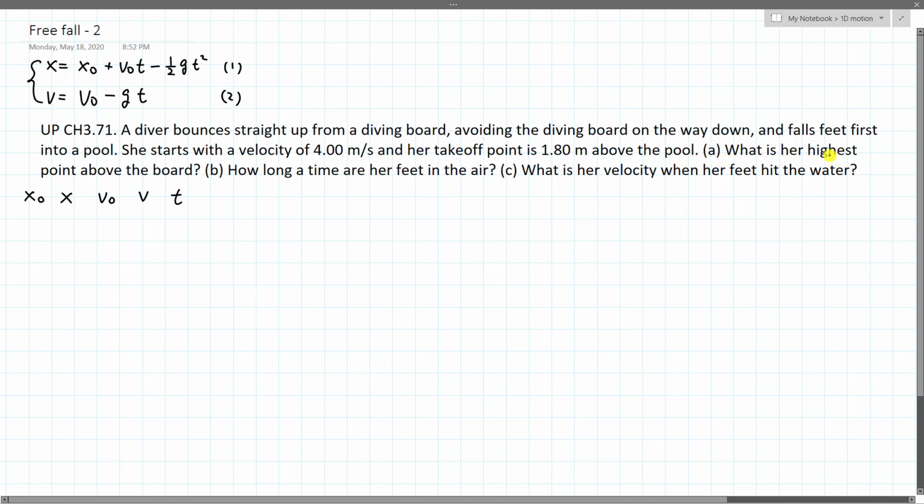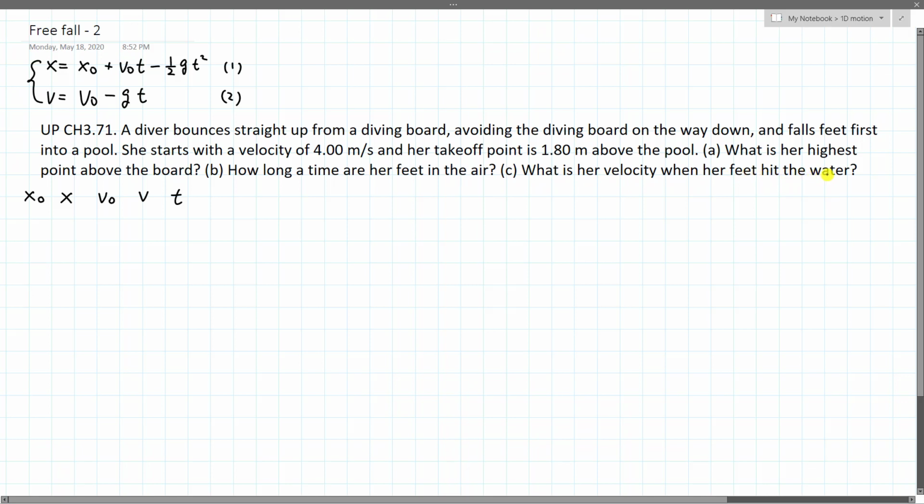A. What is her highest point above the board? Let's just assume that's her feet, because we don't really know how tall she is. B. How long a time after her feet in air? So basically, how long in terms of time between jumping off the diving board and her feet hitting the water? And C, what is her velocity when her feet hit the water?